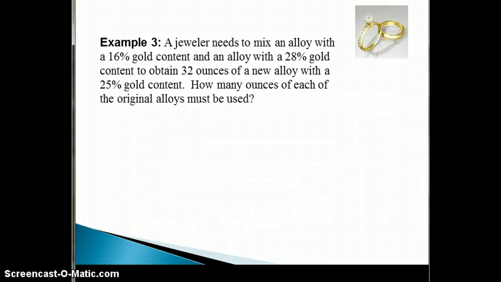For the next two examples, we will simply be setting up our system. We're not really going to solve them. So you can solve them on your own if you'd like.